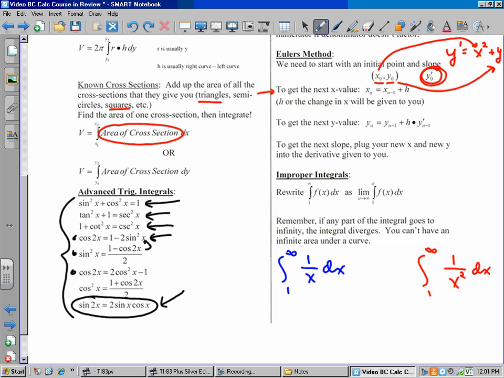To get a new x value, you take your previous x value and add h. H is going to be the change in x. They're going to have to give that to you. To get your new y, you take your previous y and add h times the previous slope. All right, so that's whatever that previous slope is. And then to get your new slope, again, you go back to your derivative equation, and whatever your new x is, you plug in. Whatever your new y is, you plug in, and there you go. You have your new slope. All right, so that's Euler's method.